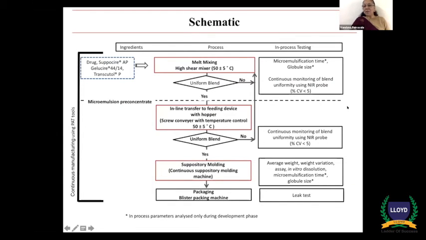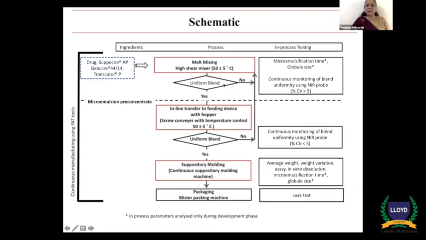So this was a schematic again, a paper schematic. And therefore, for me, it becomes very easy to take such lectures because the hypothesis is always in place. What was proposed? We would use melt mixing as a technique. We will add the microemulsion pre-concentrate, that is self-microemulsifying pre-concentrate, to this melt mix. Once that is done, we will do the suppository molding. But what has come in, which is new here? We are saying that these suppositories are not a batch process. This can be done in a continuous mode.